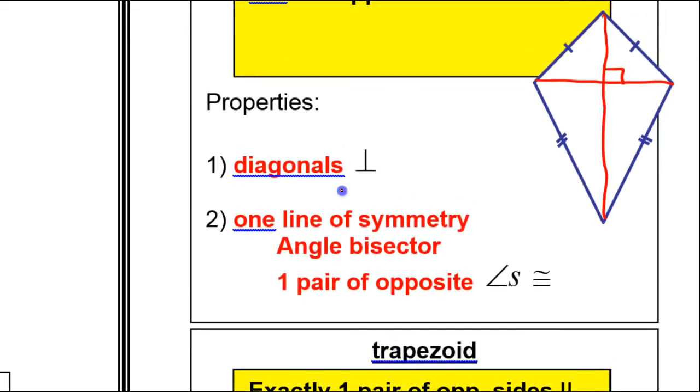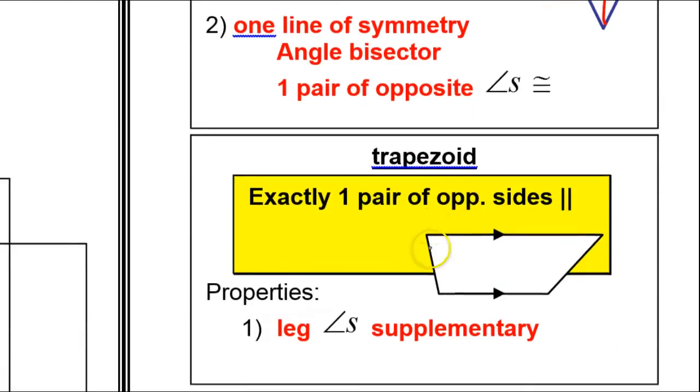And one more thing about a kite is that one diagonal is going to be a line of symmetry. All right, it's going to be an angle bisector. And I'm talking about this one. So for example, if this was 60 degrees, then this would be 60 degrees. If this is 30 degrees, then this is 30 degrees. All right, this long diagonal is an angle bisector. All right, last thing.